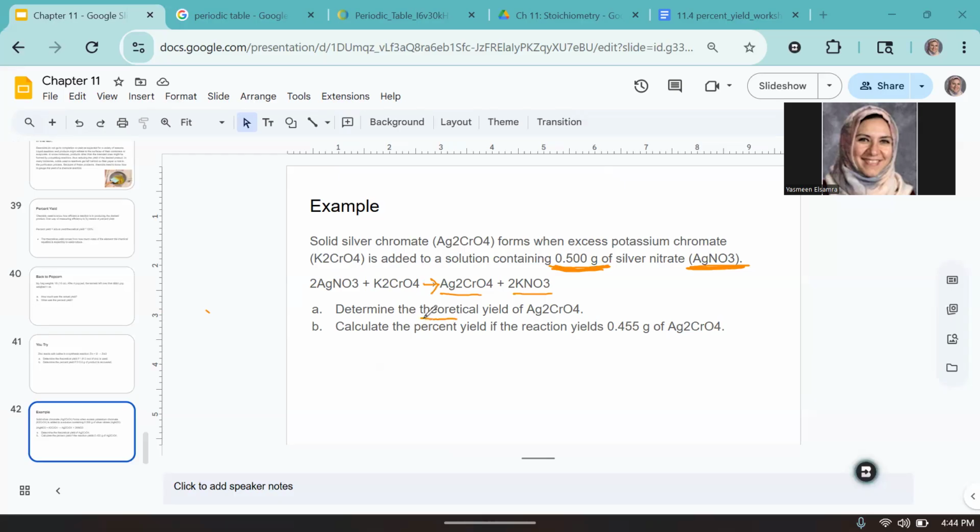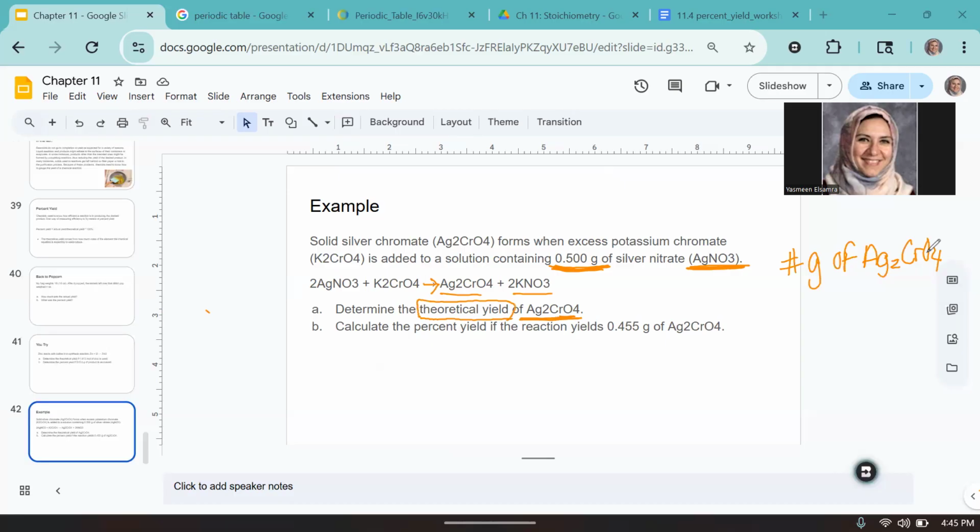Determine the theoretical yield. Again, theoretical yield means the number in grams of your product. In this case, there's two products, so they identified which product we want to know how many grams we're going to get. This is the product, which is the silver chromate. So we're looking only at silver chromate. We're not looking at potassium nitrate there. We're looking at silver chromate. So how many grams of silver chromate am I supposed to get from this chemical equation?